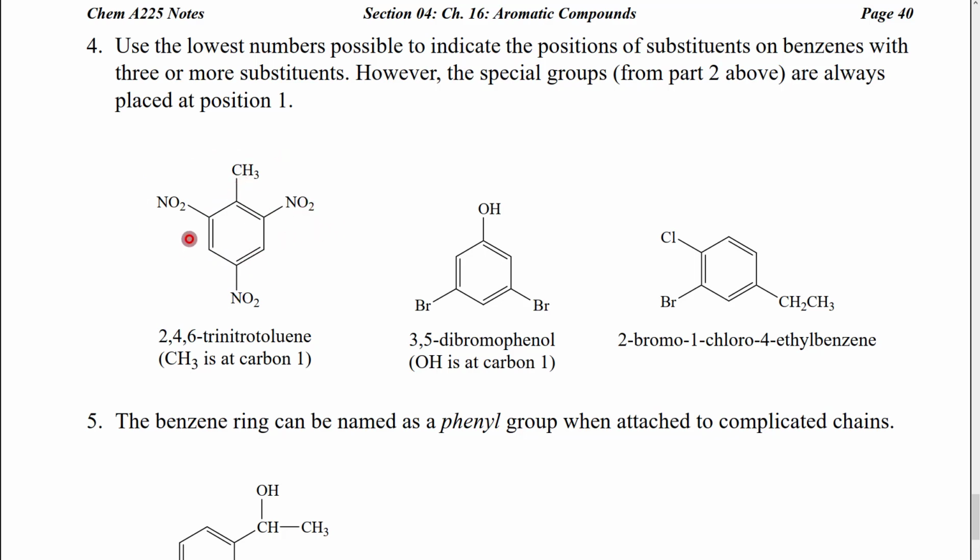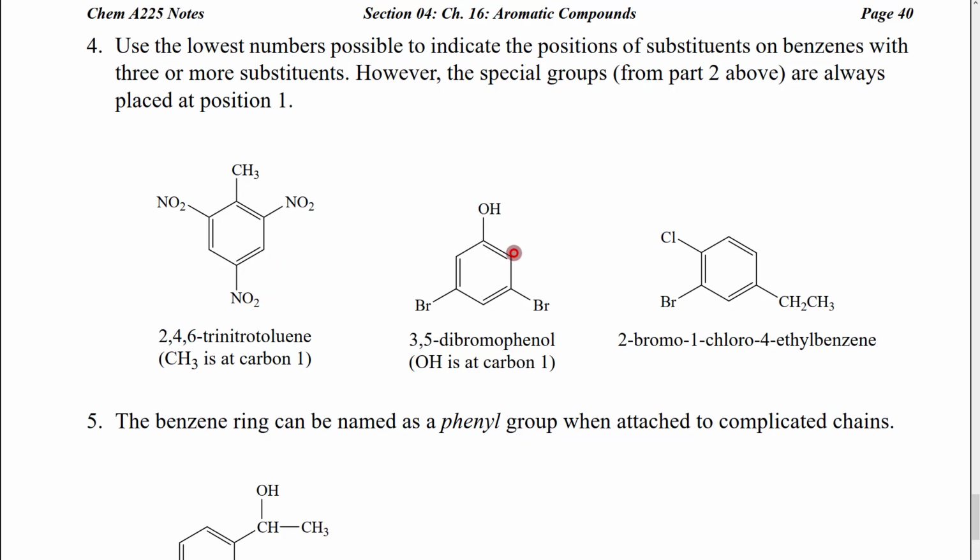So if we look at this example then, this is a toluene. It has 3 nitro groups on it, and the nitro groups are located not at 1, but at 2, 4, and 6. So the name of this molecule is 2,4,6-trinitrotoluene. This is actually the structure of TNT, which you may have heard of as an explosive. Trinitrotoluene.